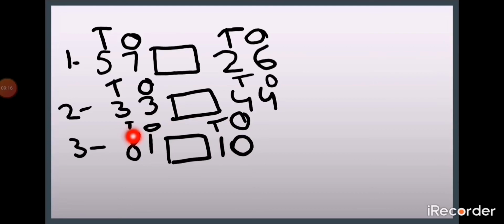Now compare them and find out which sign or symbol will come here. Is 81 greater than 10, or is 81 smaller than 10? And according to that, you will put the symbol here. Is the greater than or smaller than sign going to come here? You will choose it and write it here.